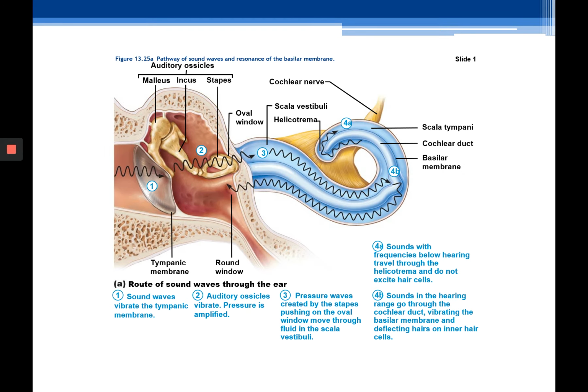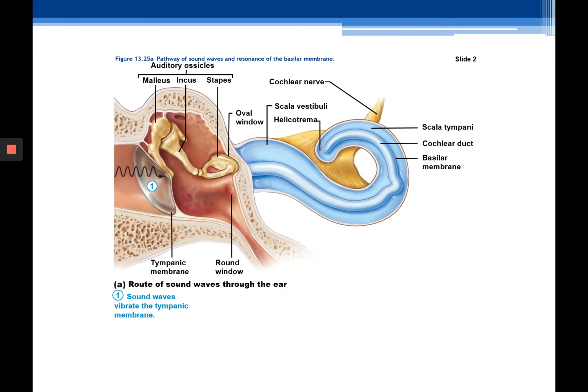So let's look at the process step by step. First and foremost, sound waves vibrate the tympanic membrane, or the tympanum, or you can call it the eardrum. Sound is picked up from the ear and travels via the auditory canal to your eardrum. So that's our step one. It vibrates the tympanum, which causes the auditory ossicles to vibrate. So that pressure is amplified as it moves from the middle ear to the inner ear.